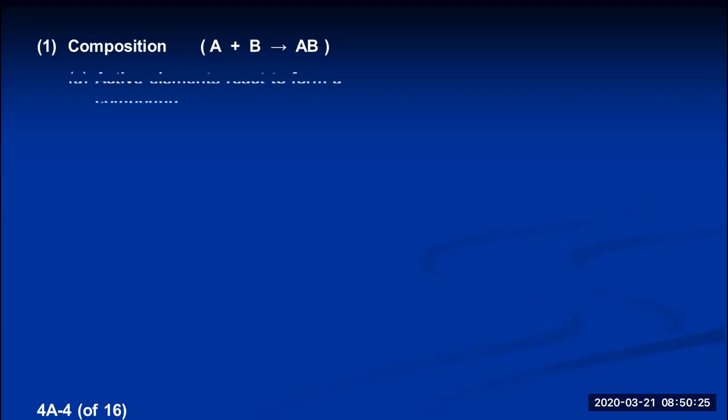One type of composition reaction occurs if A and B are elements. A reaction will occur if active elements are put together, because they will react to form a compound. So if A and B are active, they will react as a composition reaction. An example would be sodium metal placed into a container of chlorine gas. Sodium is a very active metal, chlorine is a very active nonmetal, so they'll react with each other.